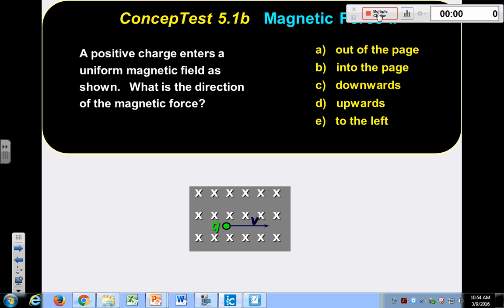Positive charge enters a uniform magnetic field. What is the direction of the magnetic force? Right away, we know it has to be what? Up or down. It has to be up or down because V is in the X, B is in the Z, and so the force has to be Y, which is up or down.